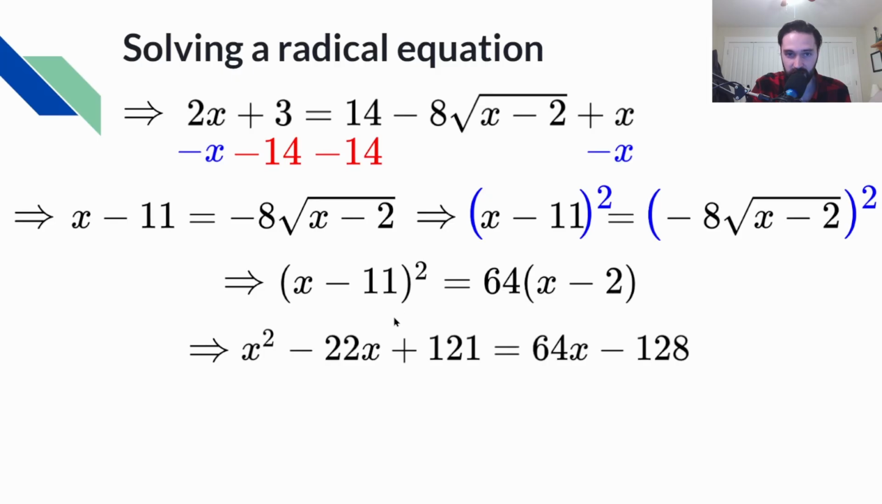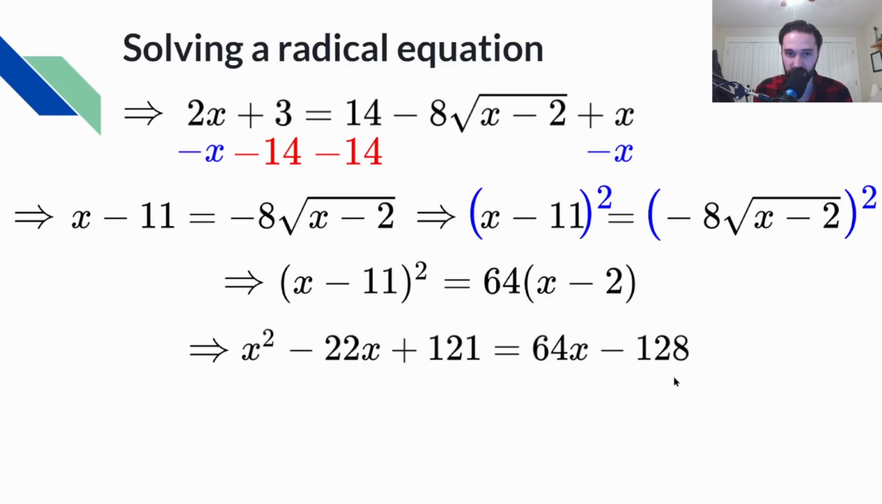On the left-hand side, we have something that we need to FOIL. I'll skip the foiling process for the sake of brevity, but this is what we get on the left-hand side after we FOIL this expression right here. And then on the right-hand side, we distribute. We get 64x minus 128. So now look at this. All the radicals are gone, and we're just left with a quadratic equation.